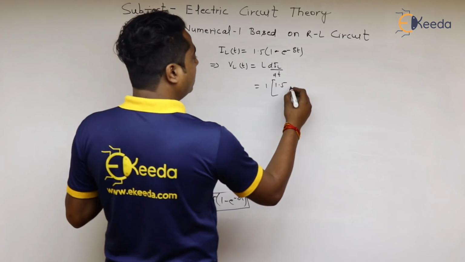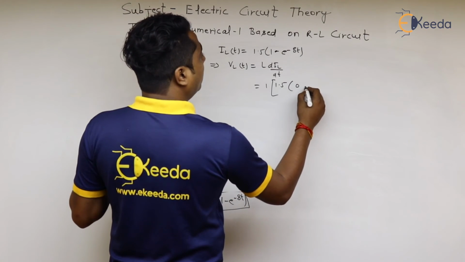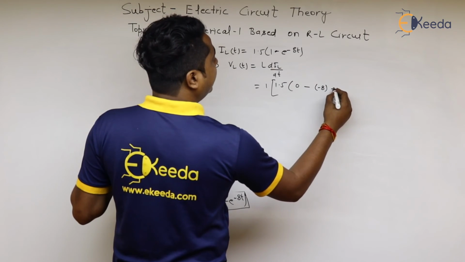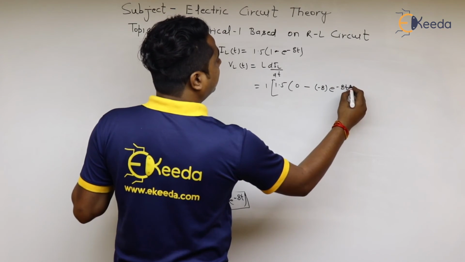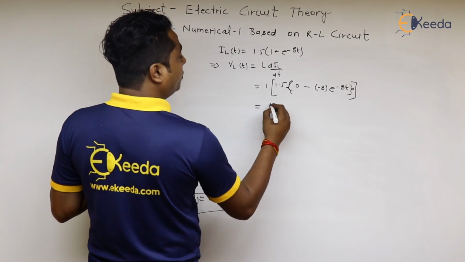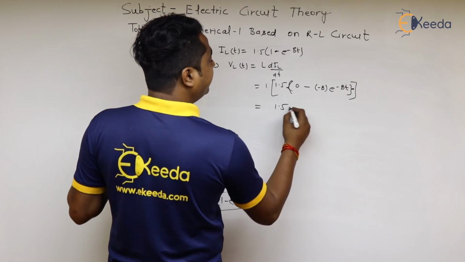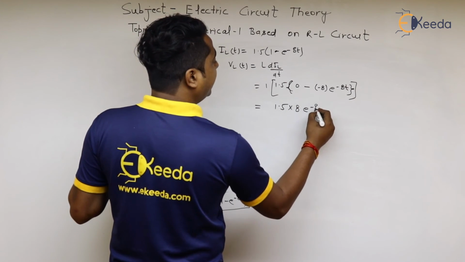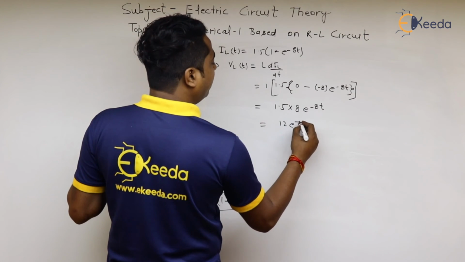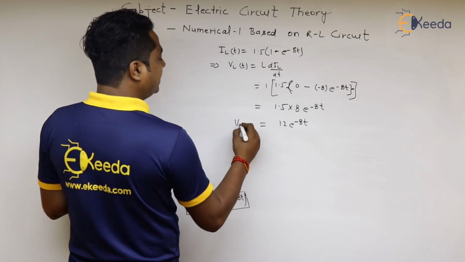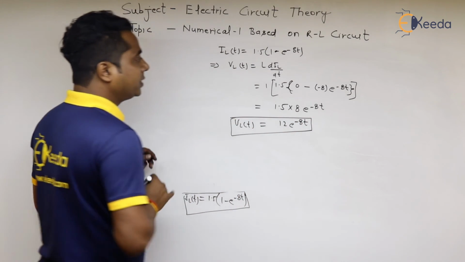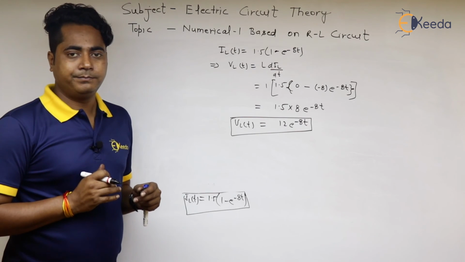1.5 into 0 minus 8 into e to the power minus 8t, and that is coming out to be 1.5 into 8 e to the power minus 8t, that is 12 e to the power minus 8t. This is the equation of your voltage across inductor. Thank you.